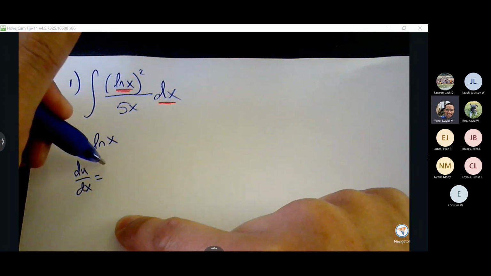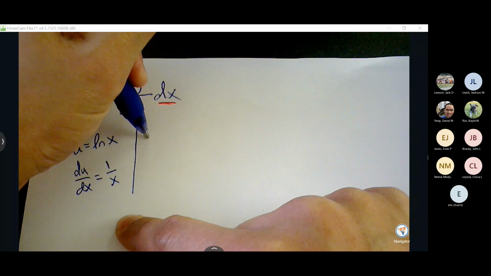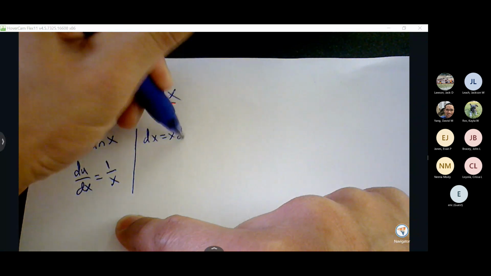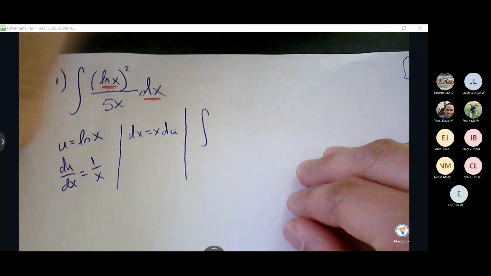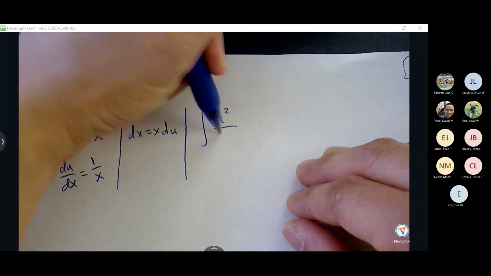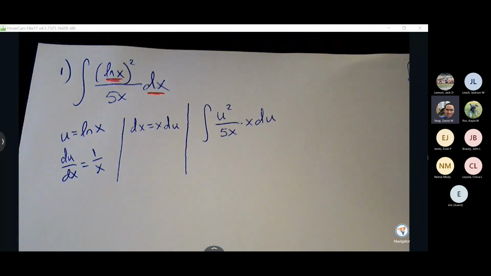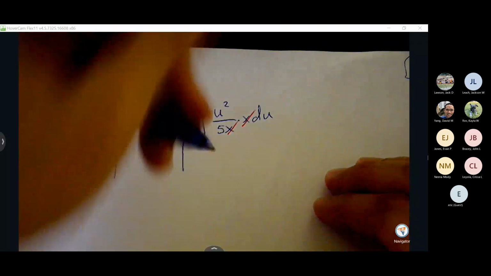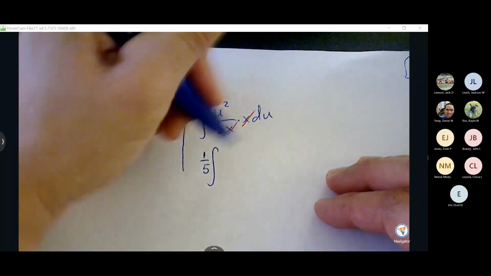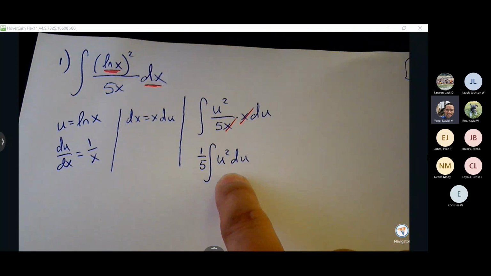The derivative of natural log is U prime over U, so 1 over x. Cross multiply. Make our substitutions. So we need the x's to go away, which they do. Pull the five out in front as a 1/5. Now we have a nice clean problem for us to apply an appropriate rule, which is power rule.